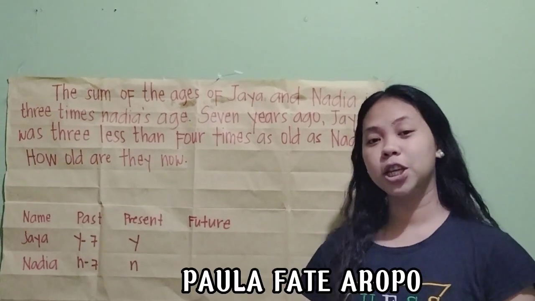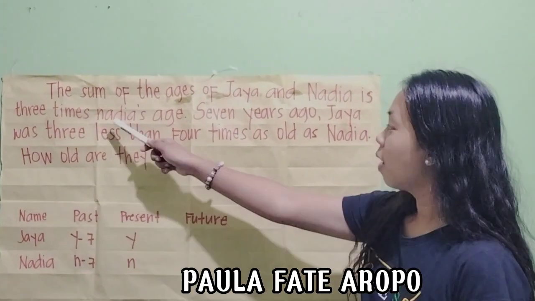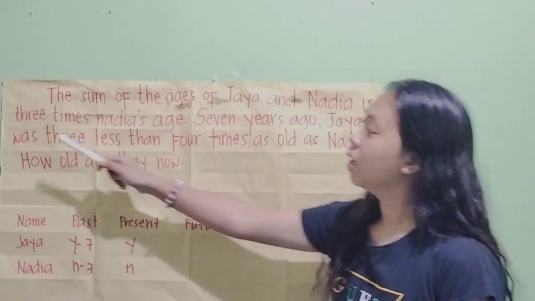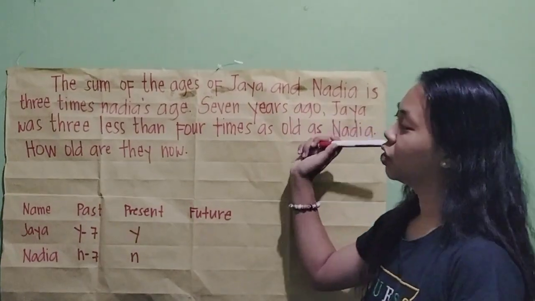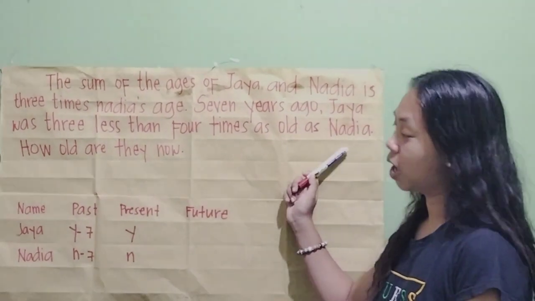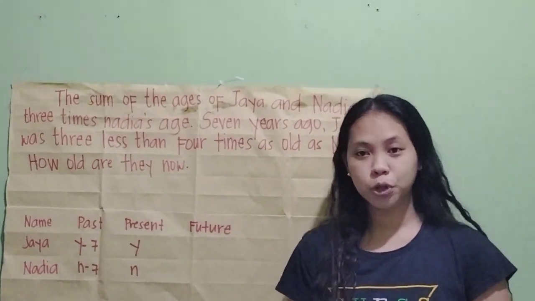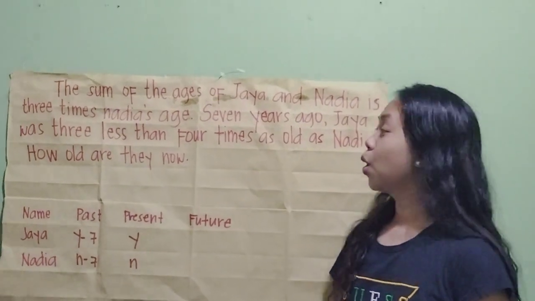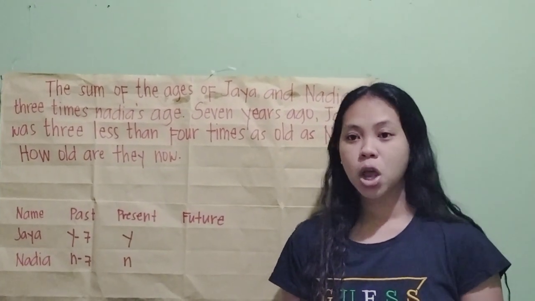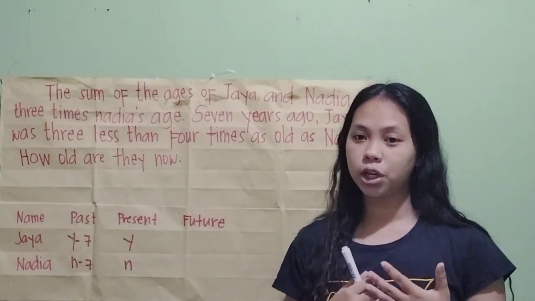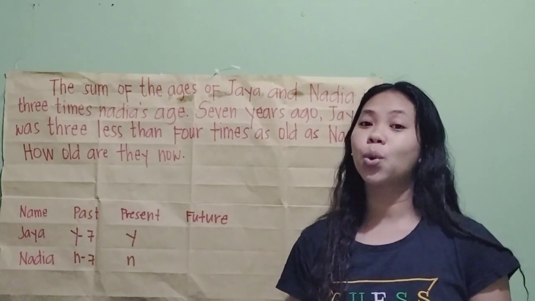Our last example of linear equations in two variables is: the sum of the ages of Jaya and Nadia is 3 times Nadia's age. 7 years ago, Jaya was 3 less than 4 times as old as Nadia. So how old are they now? As you observe in this problem, it is similar to our previous example. However, for this one, we are not given the exact number for the sum. We first have to find out each of their current ages so we can determine what the sum is.